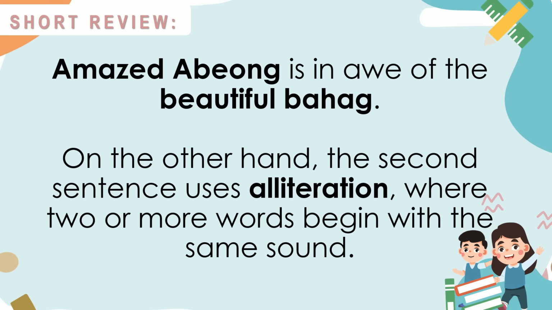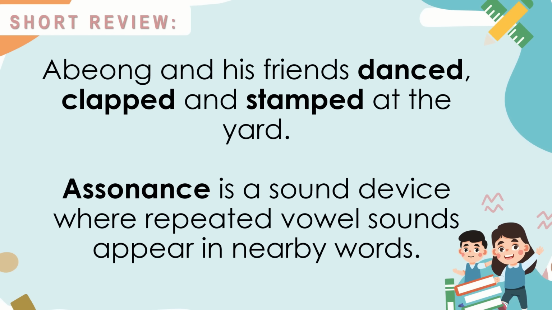Amazed Abyong is in awe of the beautiful bahag. On the other hand, the second sentence uses alliteration, where two or more words begin with the same sound. Abyong and his friends danced, clapped, and stomped at the yard. Assonance is a sound device where repeated vowel sounds appear in nearby words.